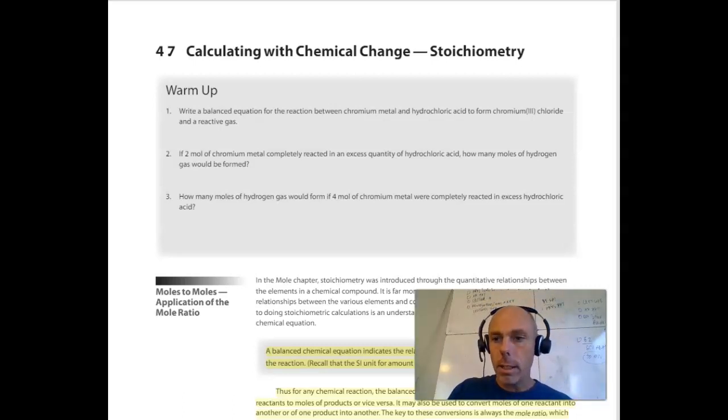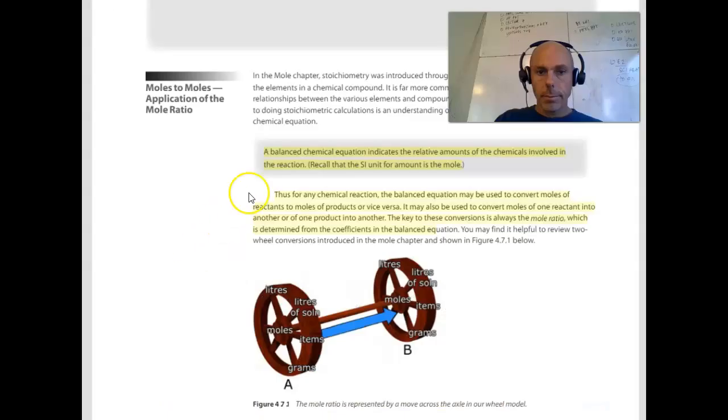I'm going to scroll down toward the bottom of this page and remind you that a balanced chemical equation indicates the relative amounts of the chemicals involved in a reaction. Those coefficients give us the ratios between the reactants and the products in a chemical equation. For any chemical reaction, the balanced equation may be used to convert moles of reactants to moles of products or vice versa, or to convert from moles of one reactant into moles of another reactant, or moles of a product into moles of another product. The key to these conversions is always the mole ratio, which is determined by the coefficients in the balanced equation.